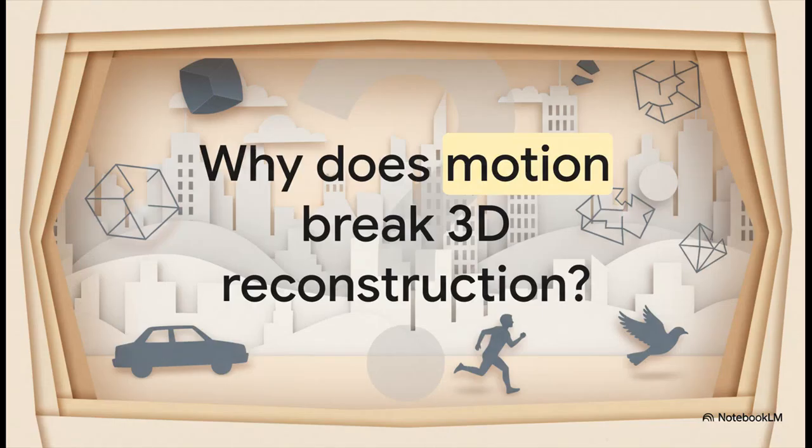So that leads us to the million-dollar question. Why is this so incredibly hard for AI? Why does just a little bit of movement cause the entire 3D model to have a total digital meltdown? Understanding this is really the key to appreciating just how clever this new solution actually is.